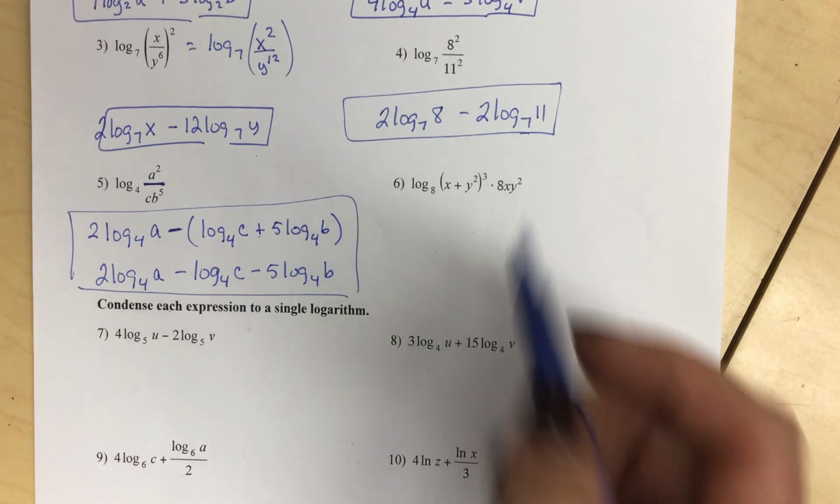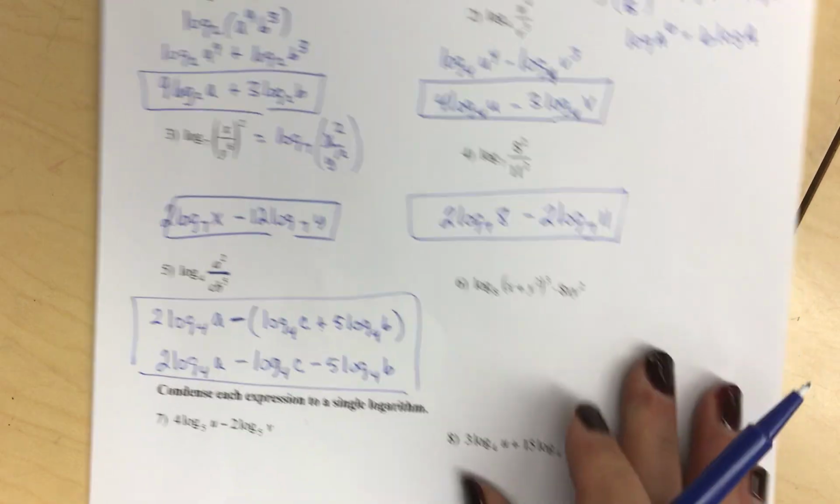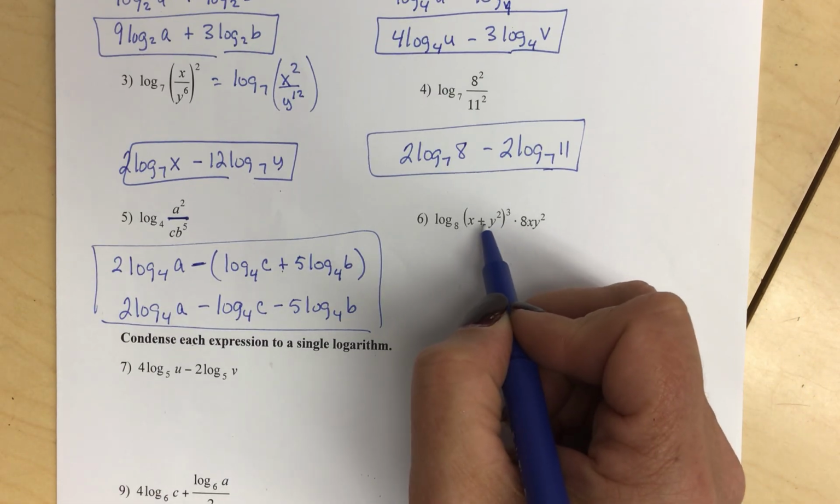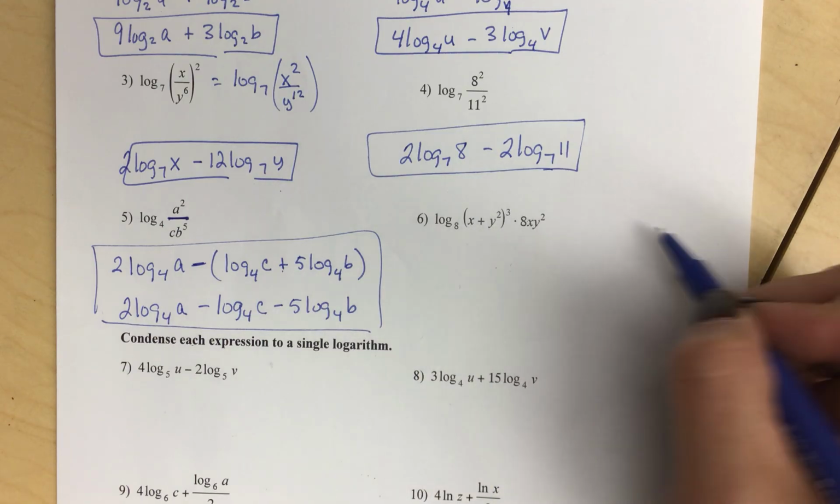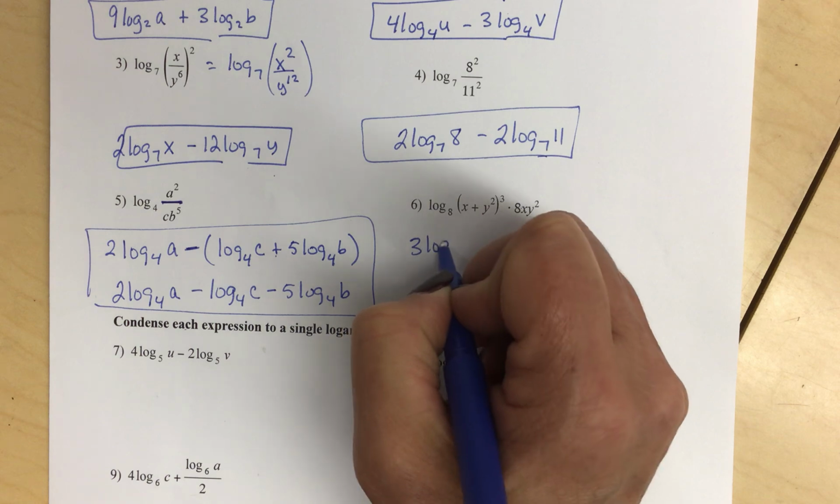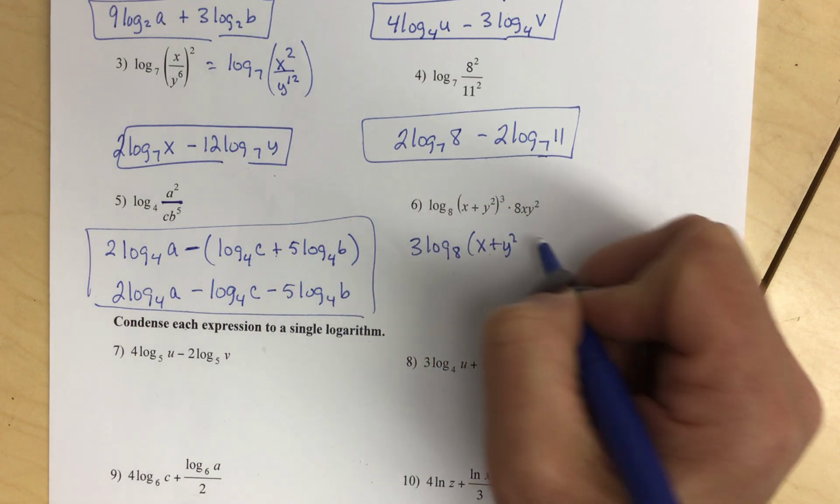Okay. This one I would not simplify this 3 like I did on 1 and 3, because it's very difficult. You'd have to multiply this out, x plus y squared. You'd have to FOIL it out 3 times. So I'm going to bring the 3 out in front, make this 3 log base 8 of x plus y squared.